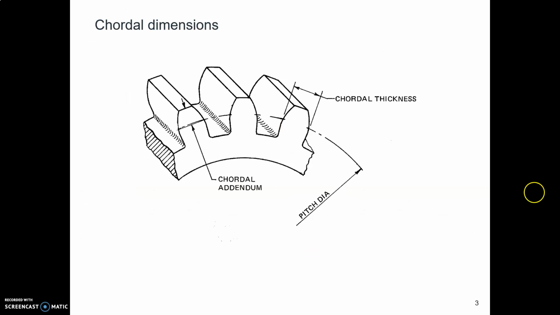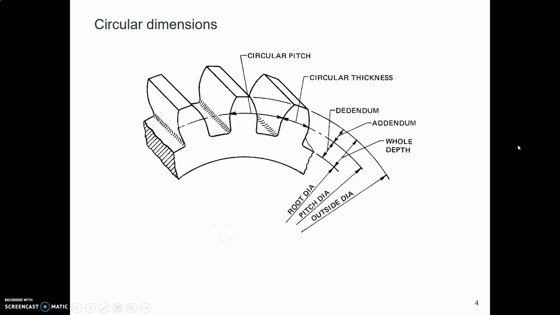Here is a picture where I photoshopped it out, and we can see just the chordal dimensions. Usually in your data table, your gear company wants the circular thickness rather than the chordal, but I just point this out to you. Here are the circular dimensions. These are the ones that we typically include in a data table. Addendum and dedendum, or maybe addendum and whole depth. Circular thickness, pitch diameter.